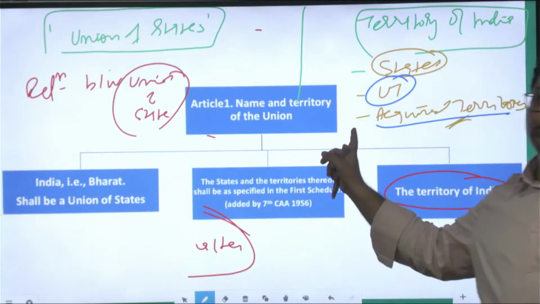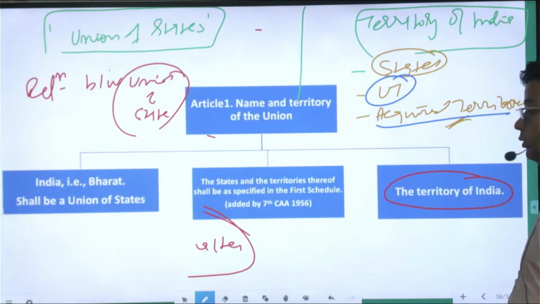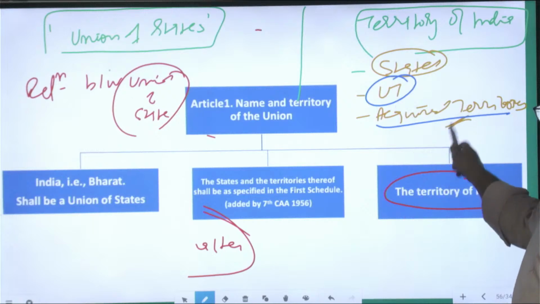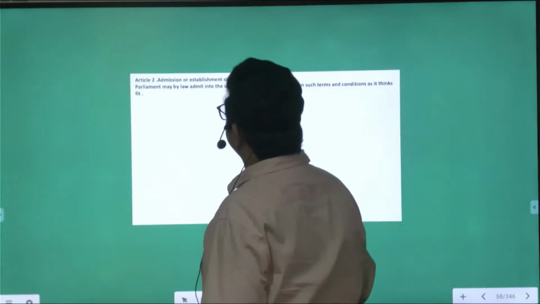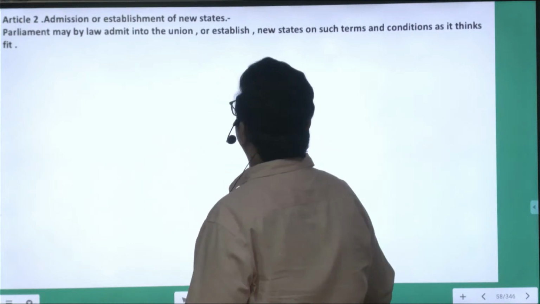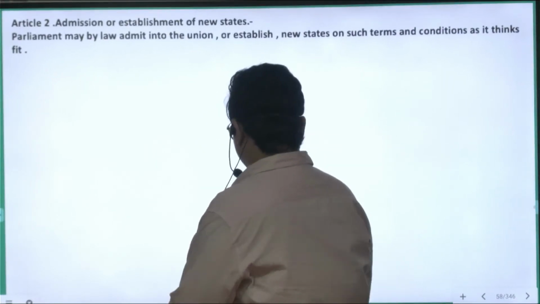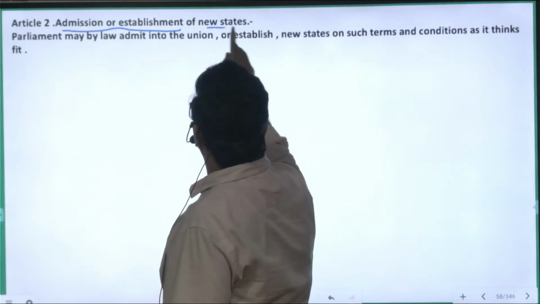So this is Article 1. Now Union of States and Territory of India is clear. Now it is also clear that comparison between the American and Indian Union of States. Clear? Next, moving to that's territory. All territory, yes. Everything comes under this. Next is admission or establishment of new states.